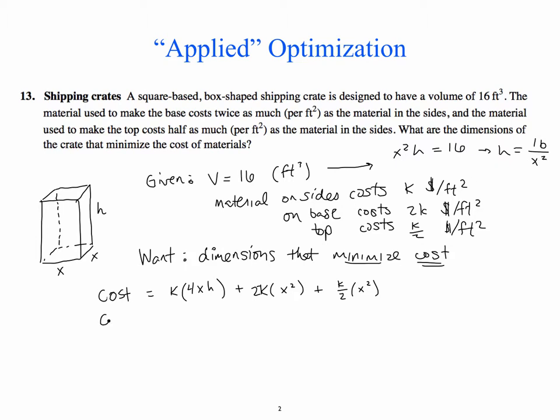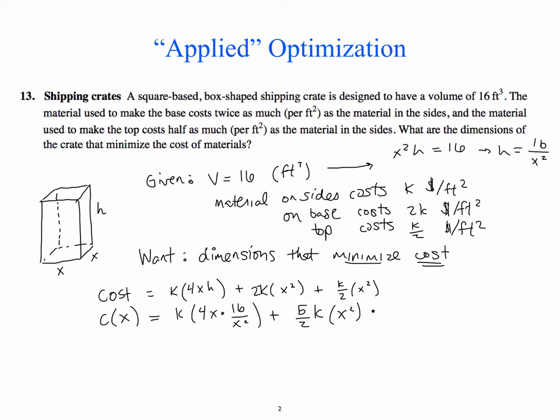And so now we can actually write our cost function as a function of one variable by substituting what we just found for h in terms of x. I'm going to go ahead and add these up. So this is 5/2 k x squared, combining like terms. Okay. Cool. So are we ready to optimize? What do you think? Yeah?